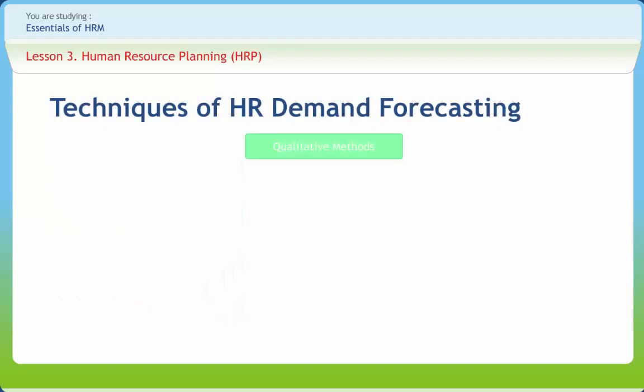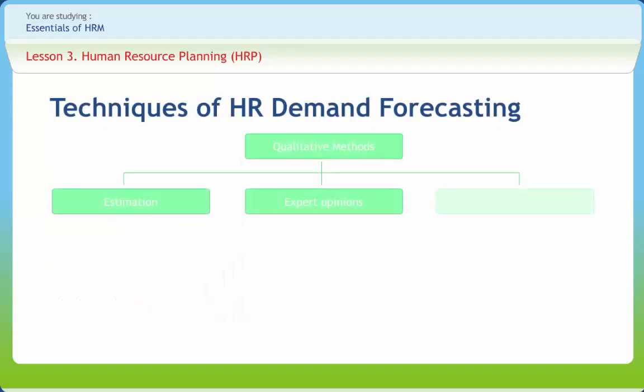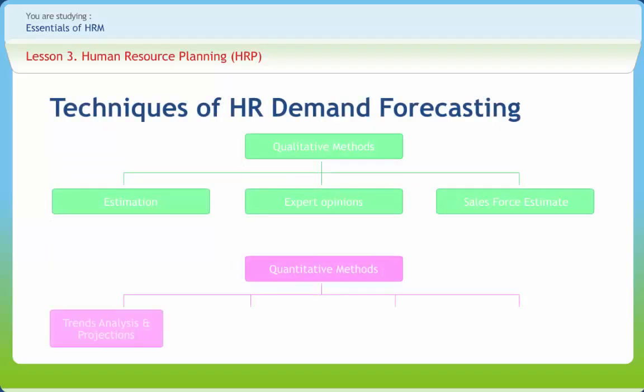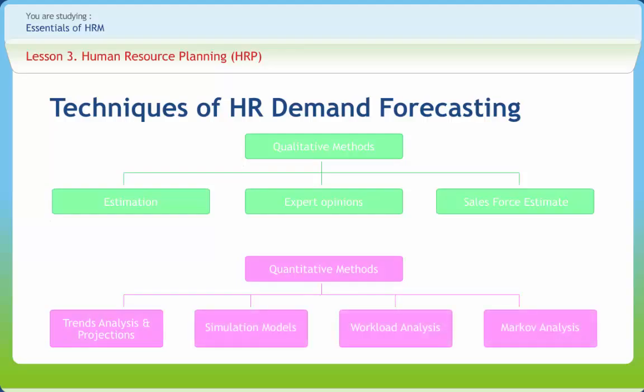Now let us look at some techniques of HR demand forecasting. The techniques are divided into 2 broad categories, qualitative and quantitative. First, we will take up the qualitative techniques. It includes the estimation method. In this method, future HR requirement is estimated by the HR department or the manager of each unit where employees are required. The second technique is expert opinions. In this method, a panel of experts with sound knowledge of external conditions estimate HR requirement for the future.